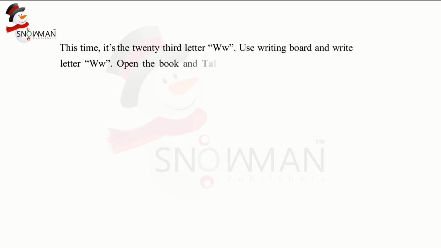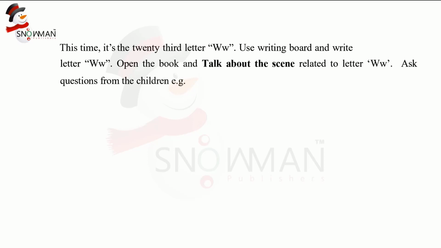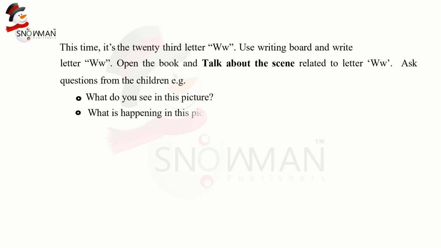Open the book and talk about the scene related to letter W. Ask questions from the children. For example, what do you see in this picture? What is happening in this picture? Ask them to identify the objects that start with the sound V.